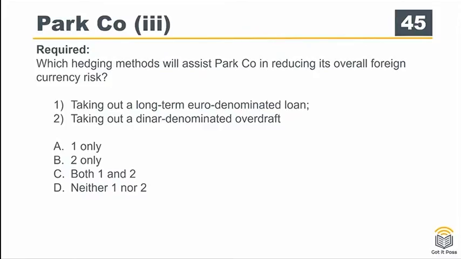Next, part 3 of this Park Company question. The requirement is which hedging methods will assist Park Company in reducing its overall foreign currency risk. Keyword is overall foreign currency risk. First, taking out a long-term euro-denominated loan. Okay, euro is the payment, and dinar is the receipt.